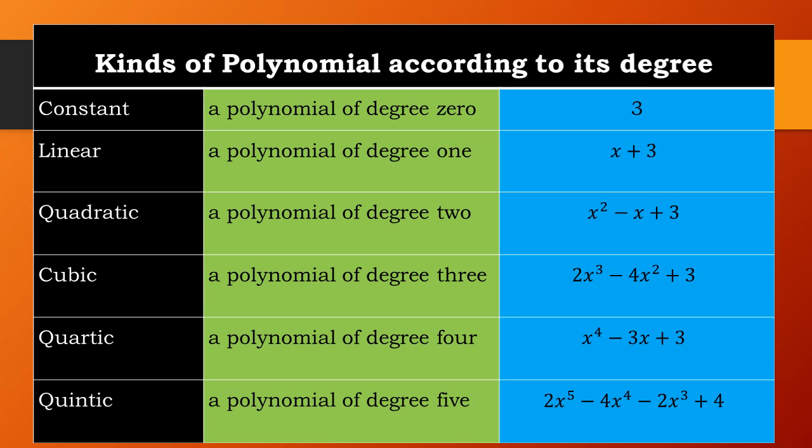Cubic, a polynomial of degree 3. We have 2x cubed minus 4x squared plus 3. Quartic, a polynomial of degree 4. We have x to the 4th minus 3x plus 3. Quintic, a polynomial of degree 5, like 2x to the 5th power minus 4x to the 4th power minus 2x cubed plus 4. So always remember these kinds of polynomial according to their degree.